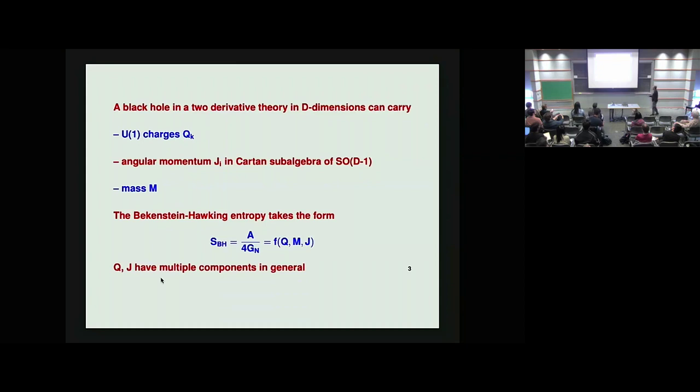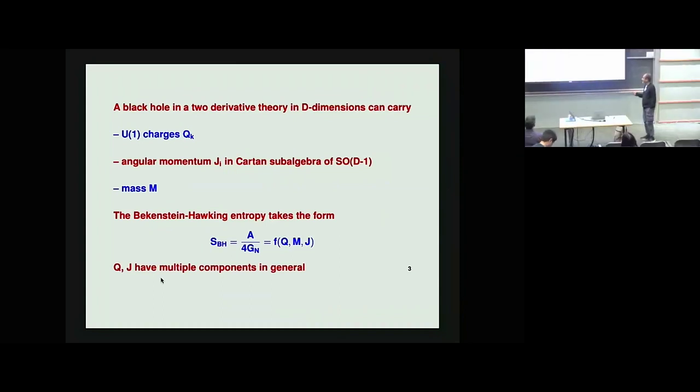The Bekenstein-Hawking formula for the entropy is given by this form, the area of the event horizon over 4 times Newton's constant. This can be expressed as a function of the charge that the black hole carries, the mass and the angular momentum. Here I have not added the moduli, which are the vacuum expectation values of the various scalar fields at infinity, which we will take to be fixed.